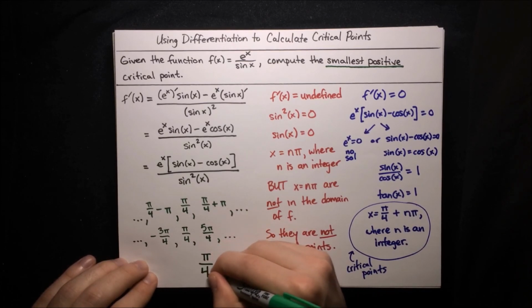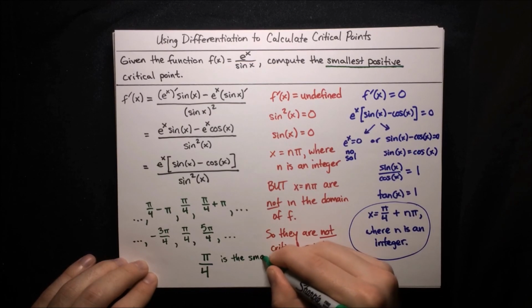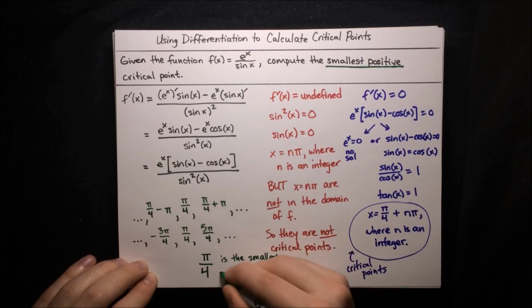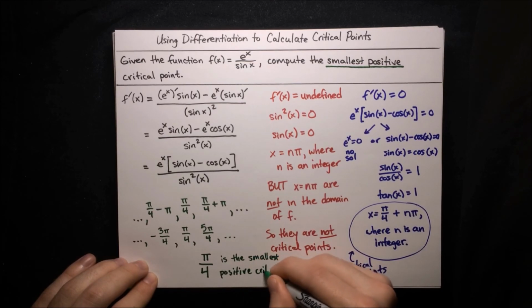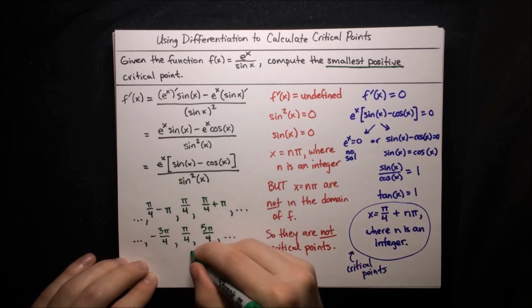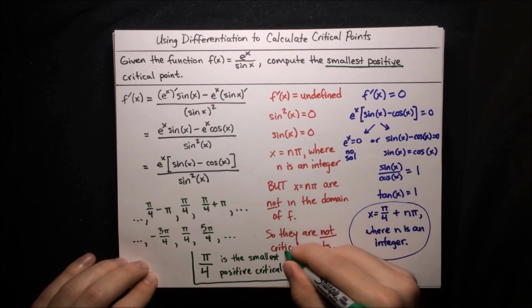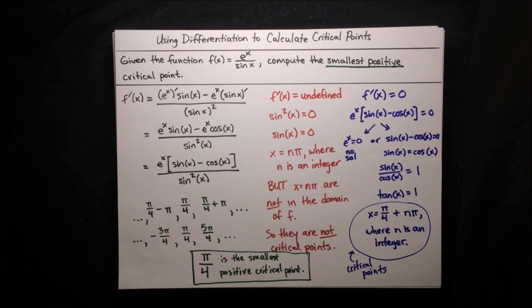Pi over 4 is the smallest positive critical point. And there we go, we're done. So now we know how to use differentiation to calculate critical points. And in the future, we'll see how we can tell whether a critical point is a maximum or minimum of a function, or neither of those.